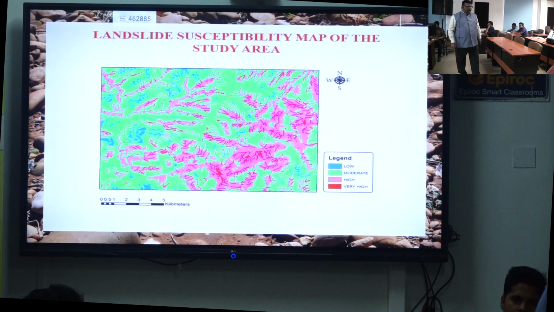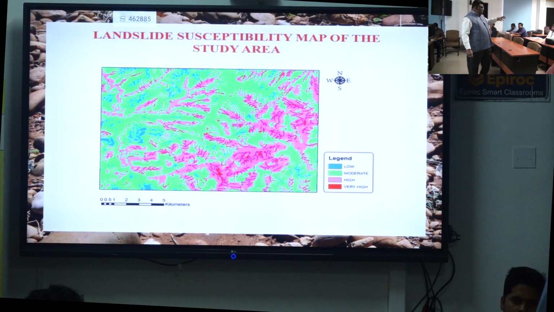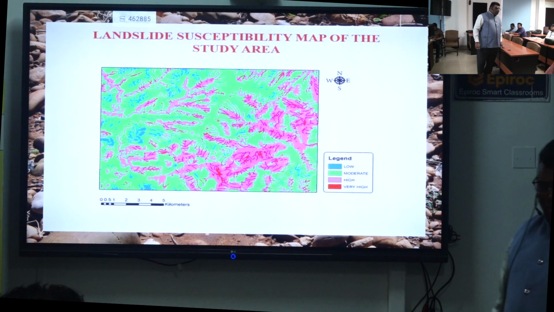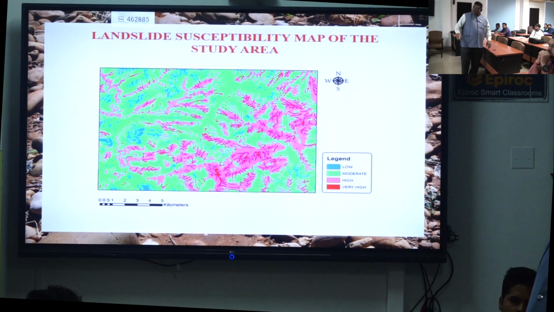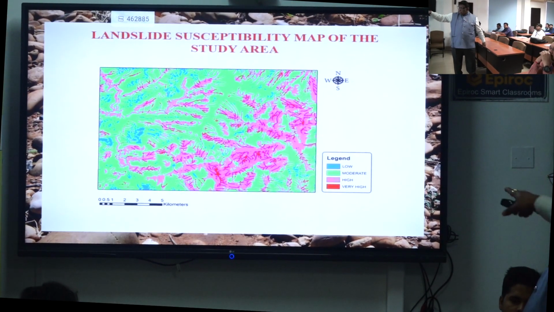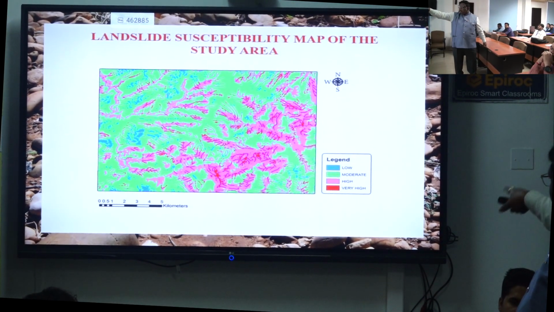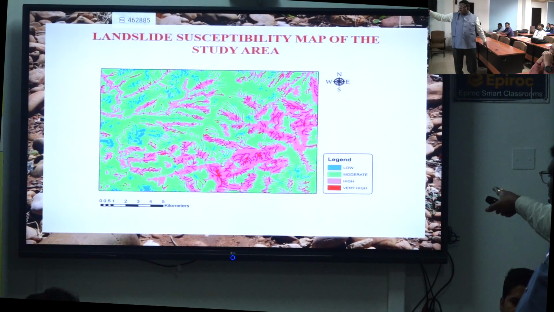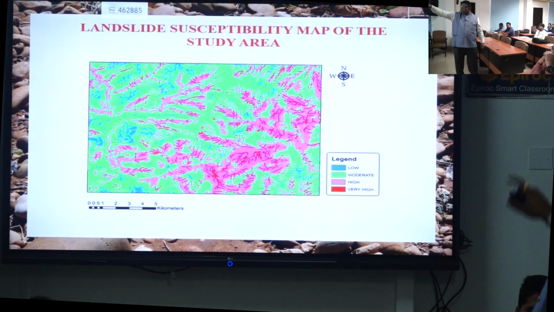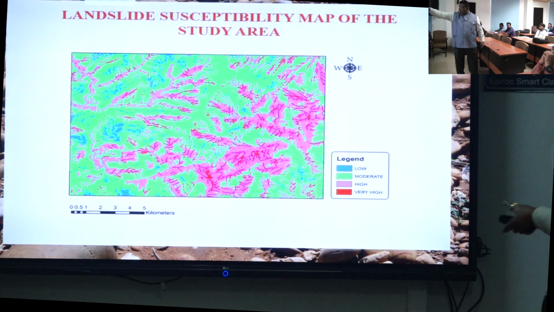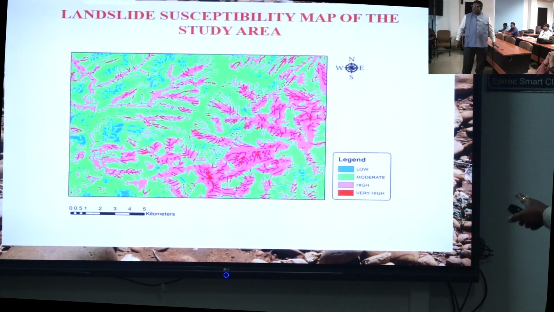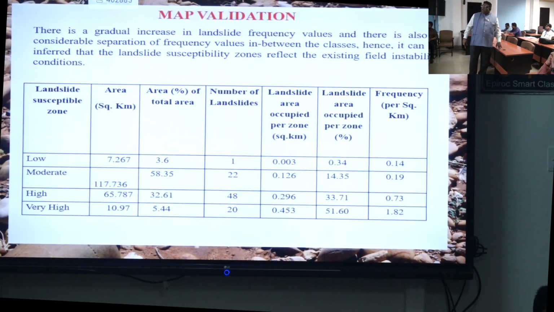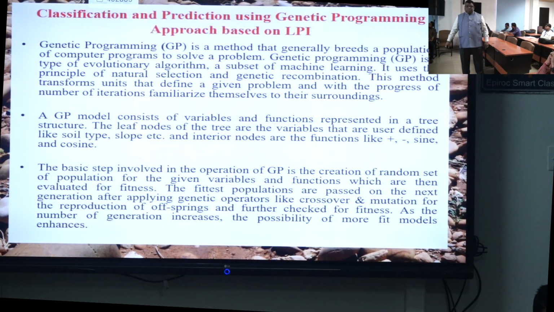Yes, here you got the final, with the procured data. And you have utilized all of it, you will get this: low, moderate, high and very high. So this is the area where you can have high and very high. Next. Here you have got genetic programming.